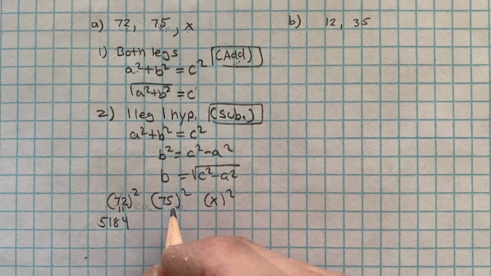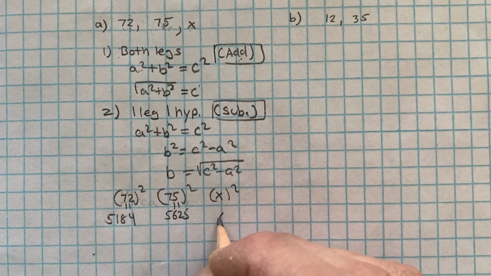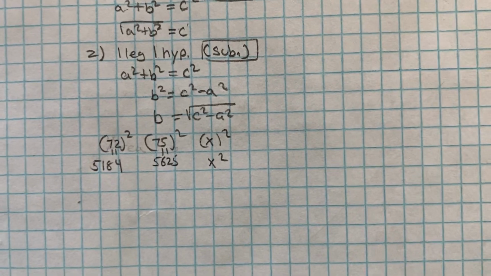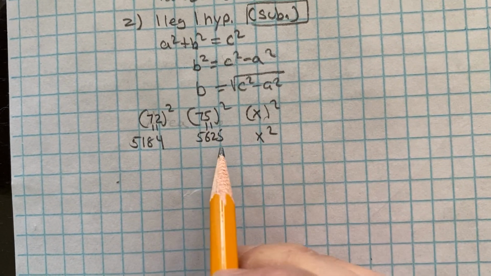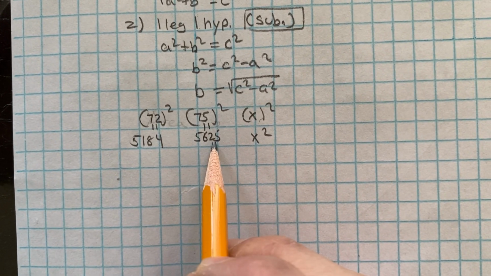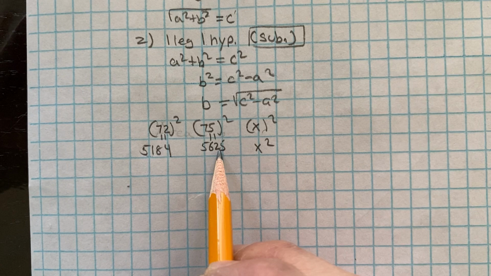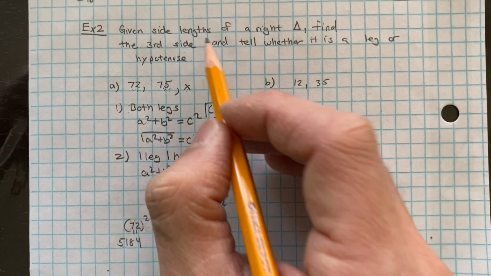75 squared, you're going to get 5625. And x squared is just x squared. Okay, so I squared all three values, right? X is my third side length. Now here's where you decide whether or not to add or subtract. Or you could do both and then figure out whatever gives you an integer. Remember, these are all Pythagorean triples.